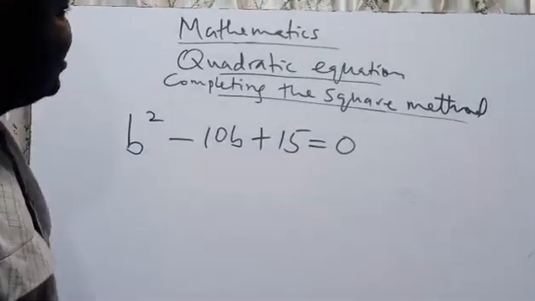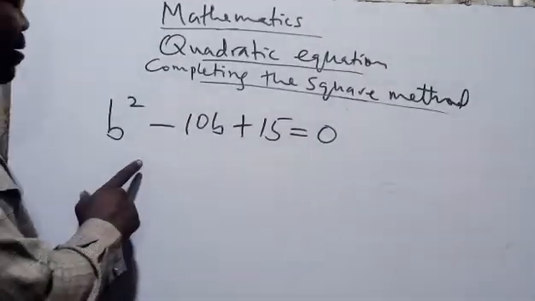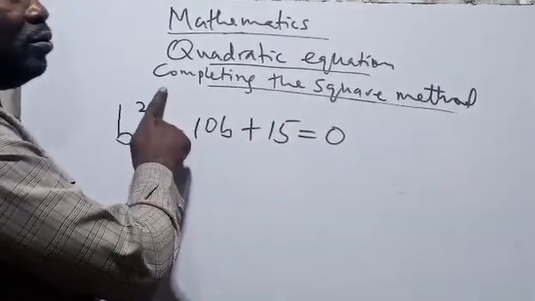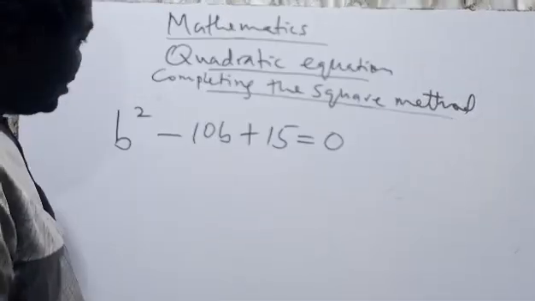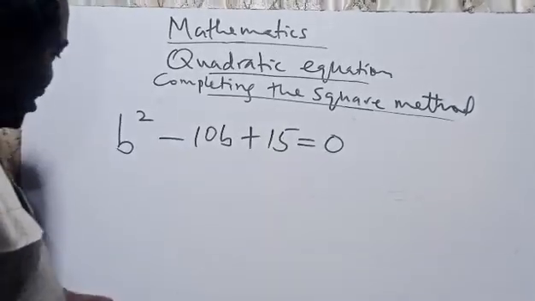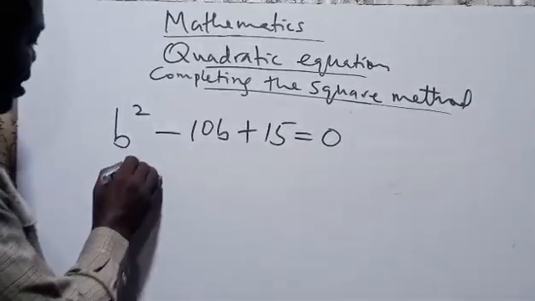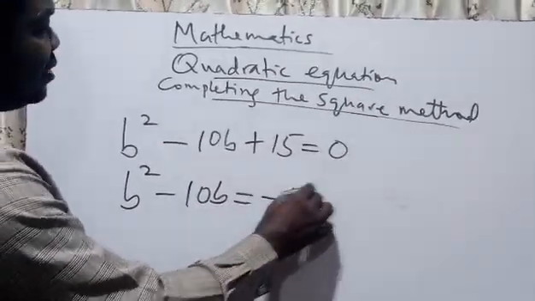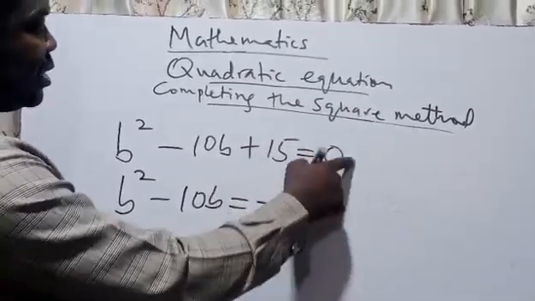Friends, in our mathematics class today, we have this quadratic equation. We want to make use of the completing the square method. Now, if you have it this way, let's quickly run through it. b squared minus 10b is equal to minus 15. You take this constant to the other side of the equality sign.